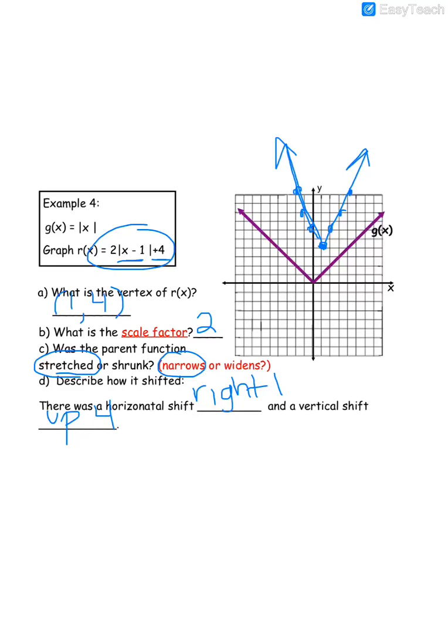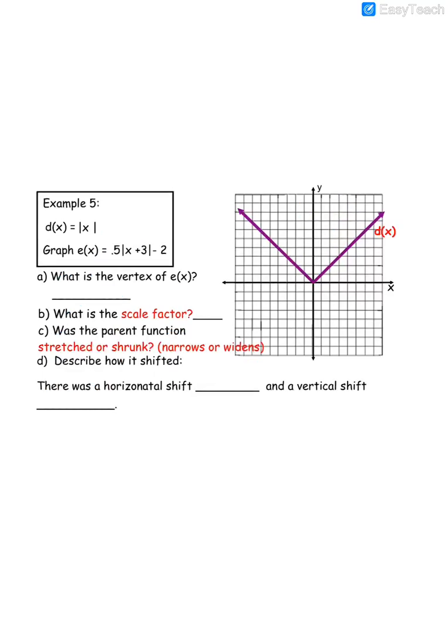Okay, let's try the next one. Okay, this one's a little more challenging than the prior one, which is great. Okay, again, we have d of x, which is equal to the absolute value of x. That's my parent function. What is the vertex of e of x? So let's take a look at e of x. E of x has 0.5, absolute value of x plus 3, minus 2. So the vertex is going to come from over here. Inside lies, so I'm going to write -3. Outside tells the truth, -2.